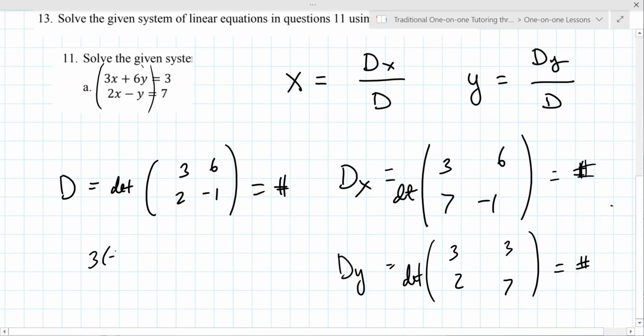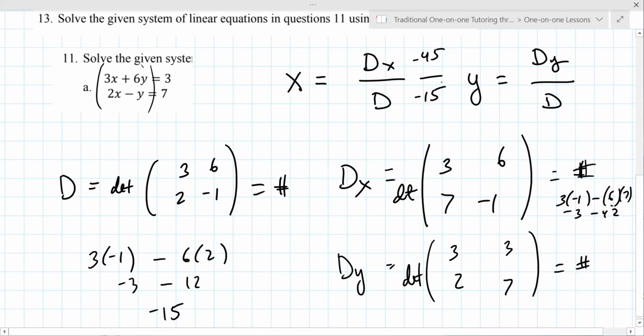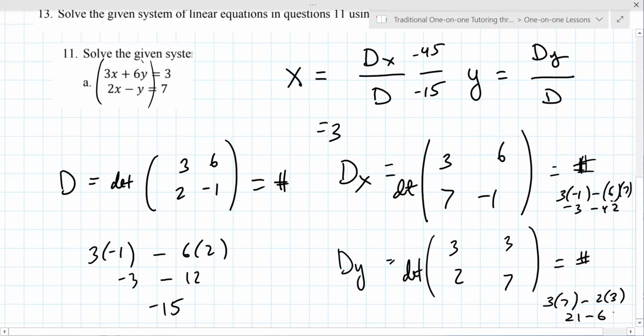D is 3 times -1 minus 6 times 2. So -3 minus 12, which is -15. Dx is 3 times -1, you do diagonal, minus 6 times 7. So it's -3 minus 42. So that's -45. So -45 over -15 is 3. That's totally reasonable. And then dy here, 3 times 7 minus 2 times 3, 21 minus 6, that's 15. So again, it's 15 over -15. Y is -1.